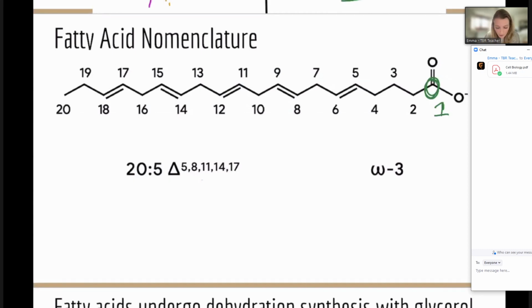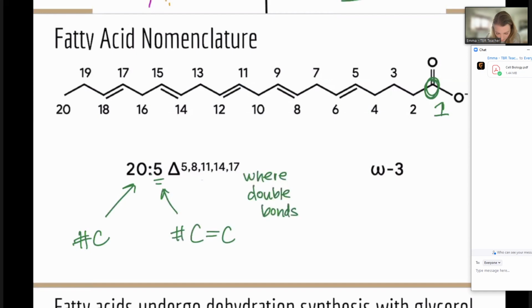So you're going to count from the carbonyl carbon to your tail. This is going to be basically the number of carbons in your whole chain, compared to here, this 5 number is going to be the number of double bonds. I'm going to signify that as here, double bonds. And then you've got your little delta, and this is showing me where my double bonds are. So that's just a really quick, simple way to describe it.